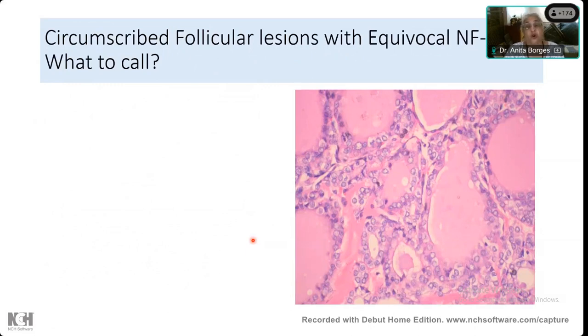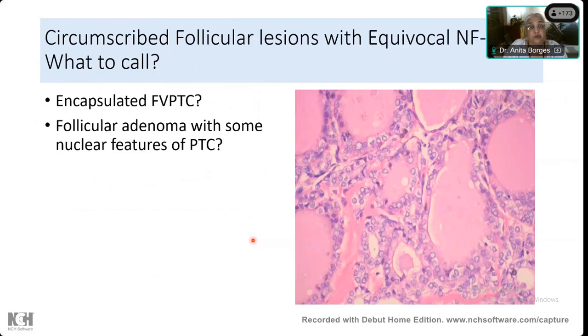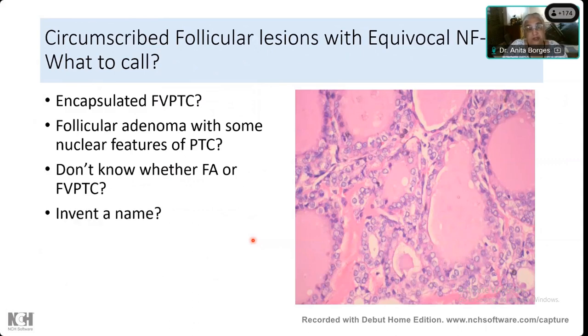So what could we call these kinds of lesions? Should we call it an encapsulated follicular variant of papillary thyroid carcinoma because it showed some features that could be seen in papillary thyroid carcinoma? Should we call it a follicular adenoma with some nuclear features of papillary thyroid carcinoma? Possible. Or should we admit our ignorance or our inability to make a decision and say, I don't know whether this is a follicular adenoma or a follicular variant of papillary thyroid carcinoma, or should we invent a name?